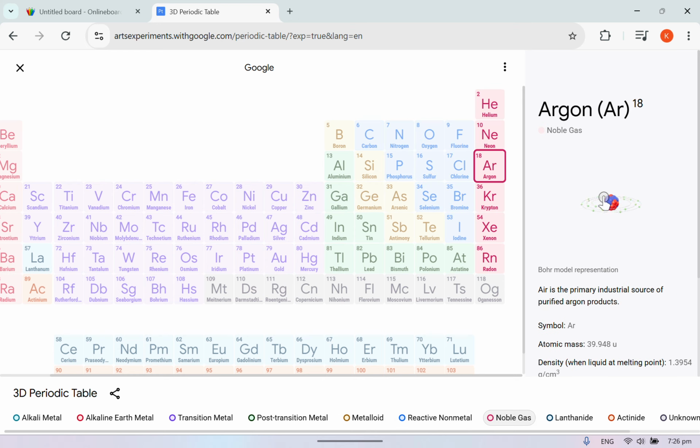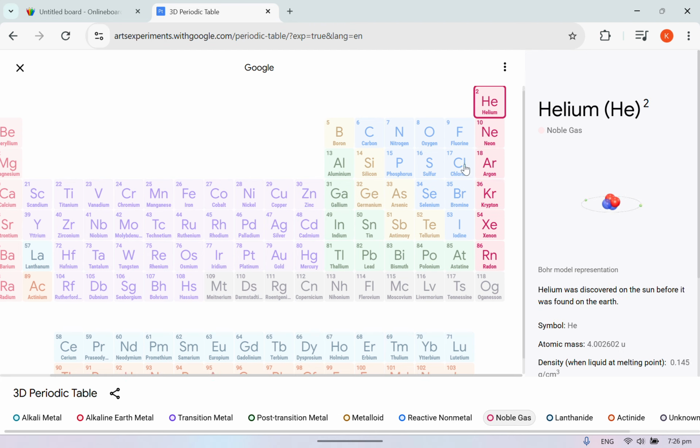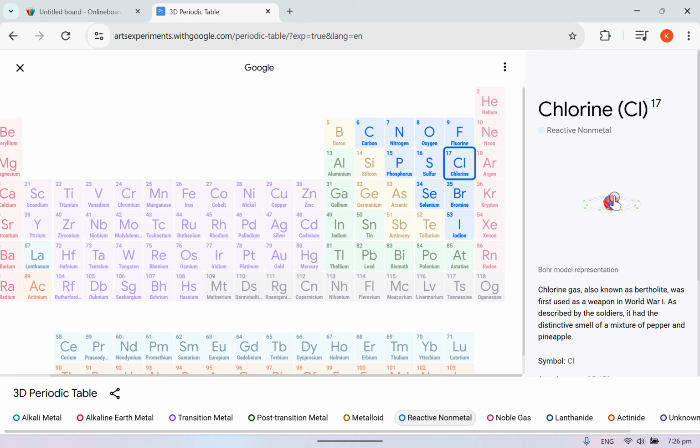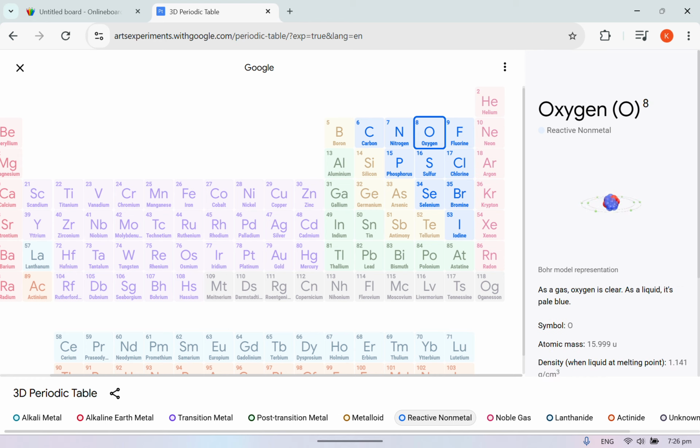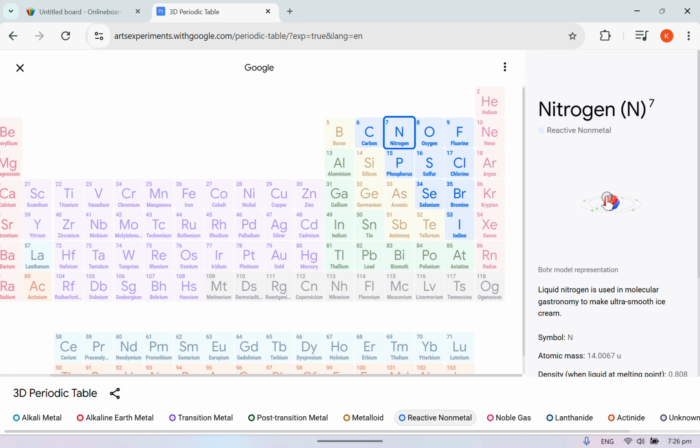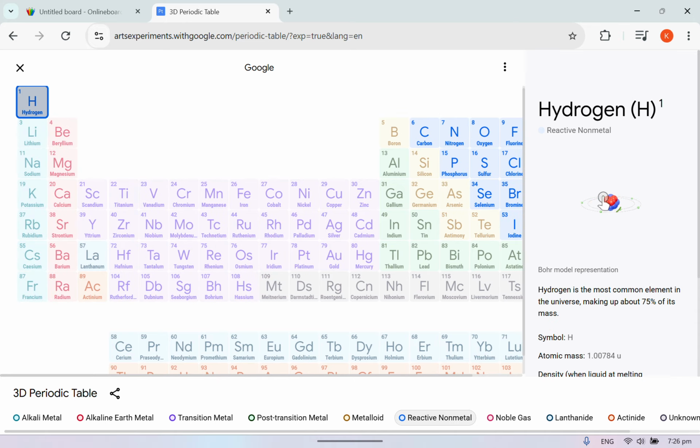Argon, Ar; helium, He; chlorine, Cl; oxygen, O; and nitrogen, and that's it for gas. Okay, so these are basically the basic elements that I think you guys should know.